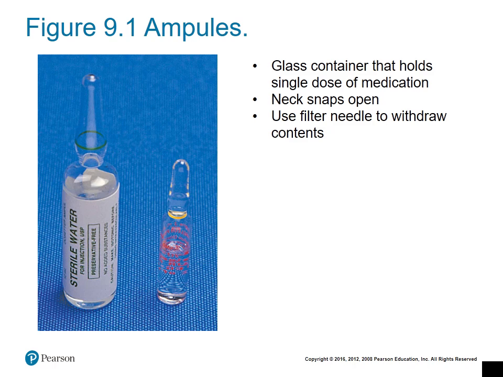Okay, so first we're going to talk about ampules. These are one of the containers that you'll come across when you're in your field. It's a glass container that holds a single dose of medication, and how you open it is you just snap the neck off. I believe they have openers, or you can just use your thumb and snap the neck. And then you use a filter needle to withdraw the contents, and you never use that same needle to administer the drug. You use that needle just to take the drug out of the ampule, and you administer the drug with a different needle or through a different process.